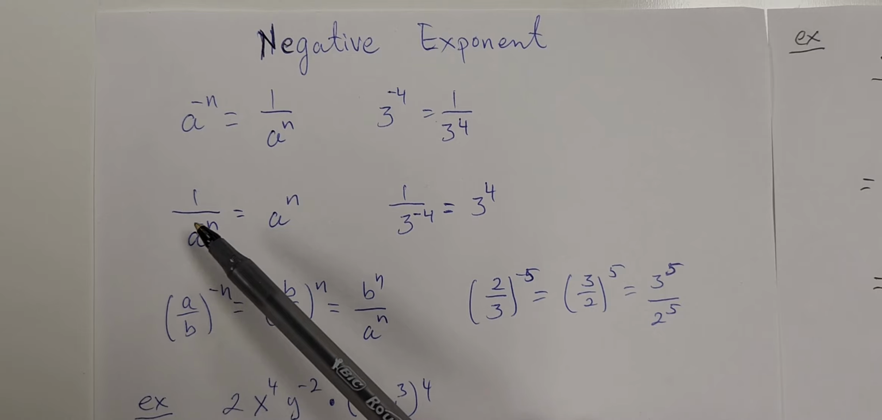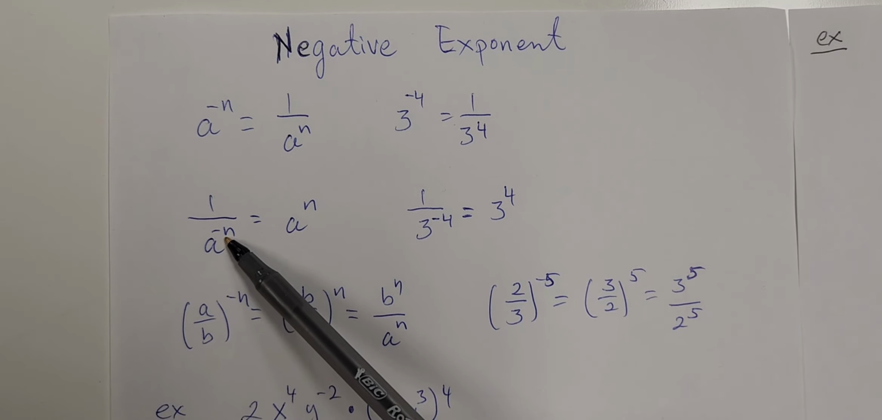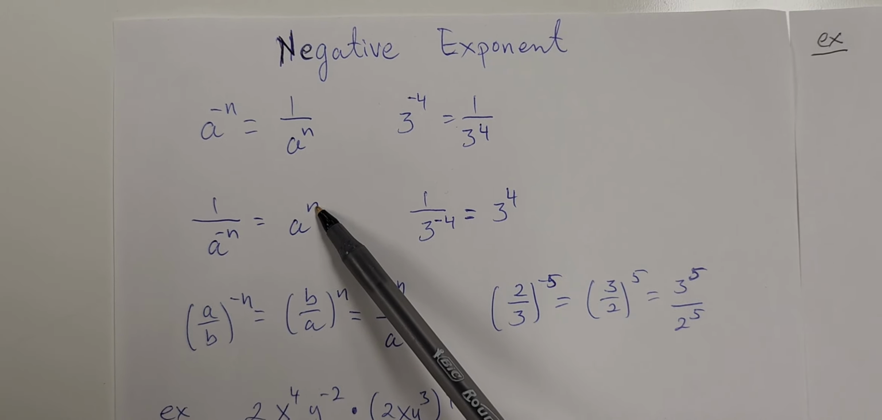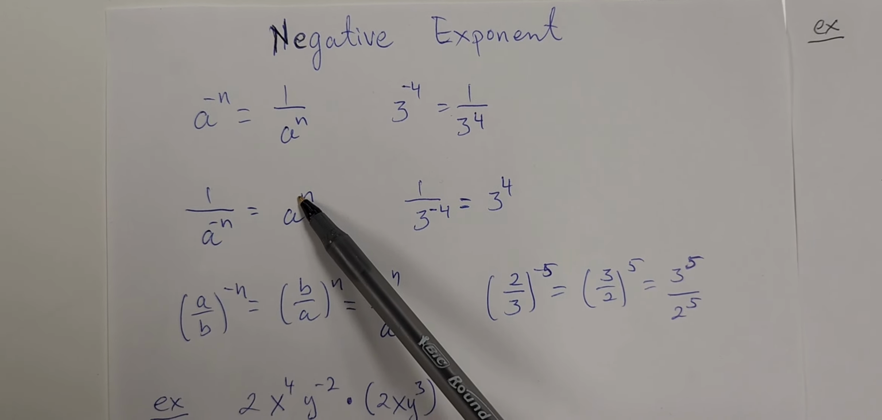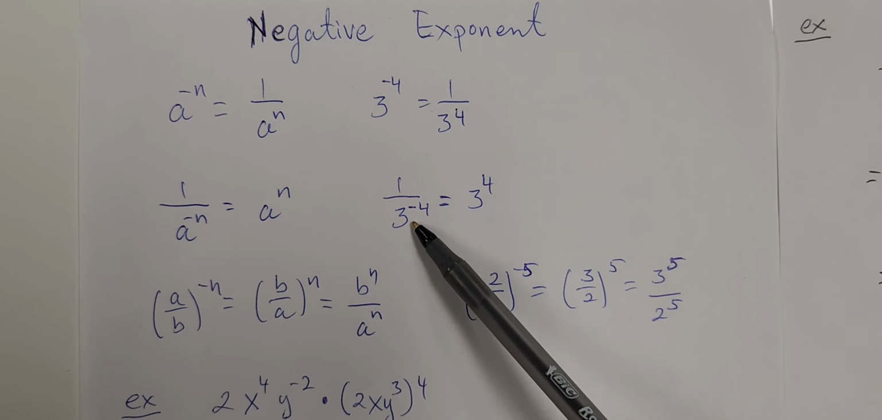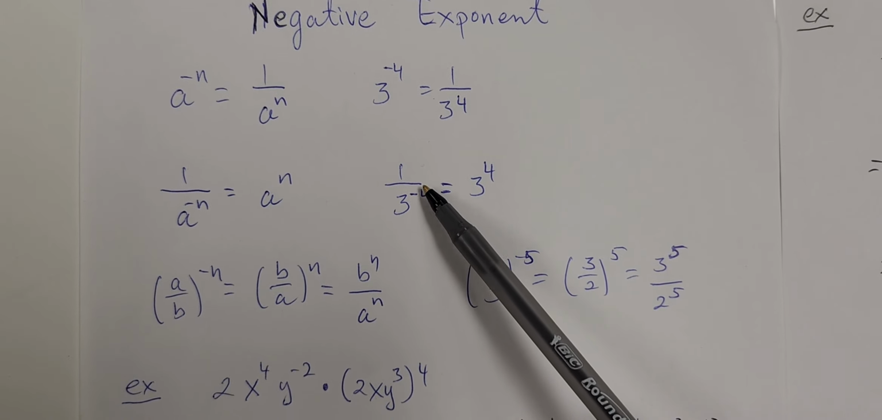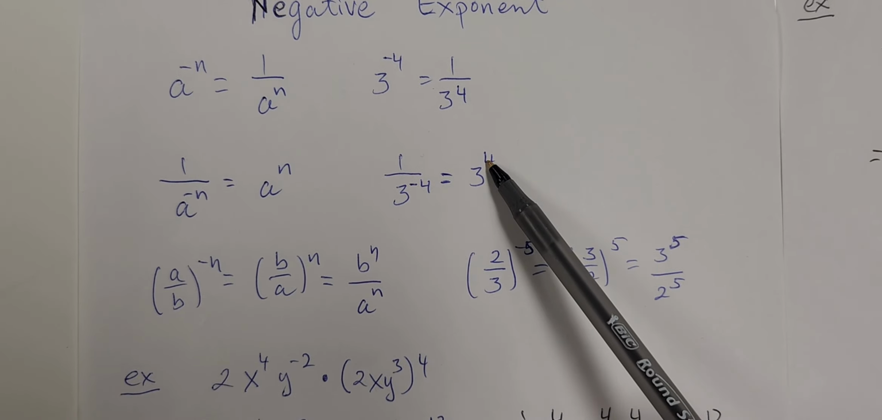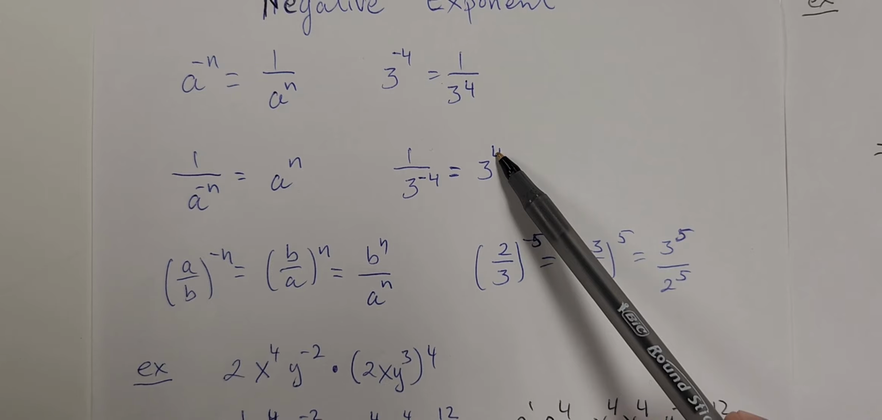Next property, what happens if the negative is in the bottom? So I will reverse it, and it goes to the top, and then the negative goes away. So here's an example, 1 over 3 to the negative 4th. The negative is in the bottom, so reverse it, put it on top, and the negative goes away.